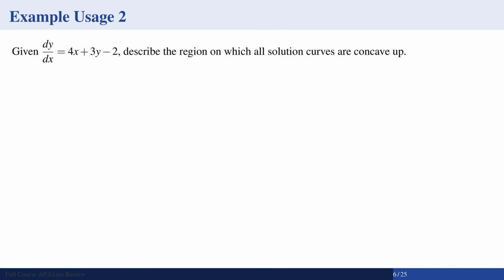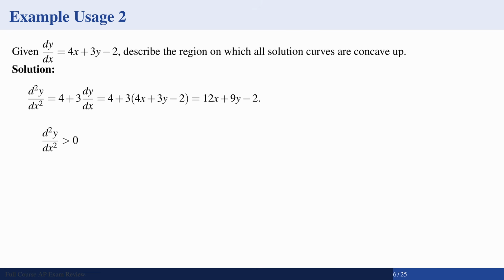All right, example number 2. If we're given that dy/dx is 4x plus 3y minus 2, we want to describe the region on which all solution curves are concave up. So it's kind of the same question, except in this case, we're going to have to take a derivative. Since we know dy/dx is equal to 4x plus 3y minus 2, any derivative of y is not 1, it's dy/dx. So our second derivative is 4 plus 3 dy/dx, the derivative of negative 2 is 0. So then we get that equals 4 plus 3 times (4x plus 3y minus 2). And then simplify it, we get 12x plus 9y minus 2.